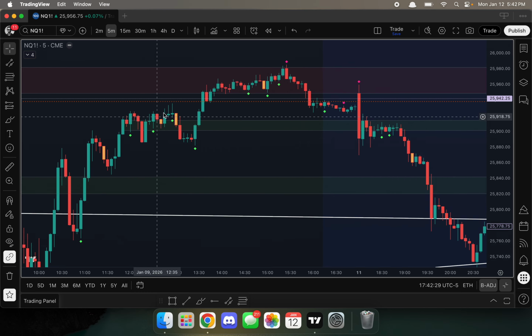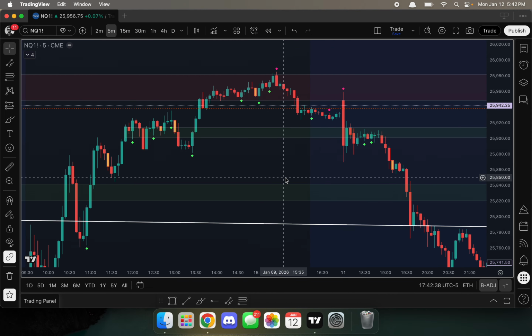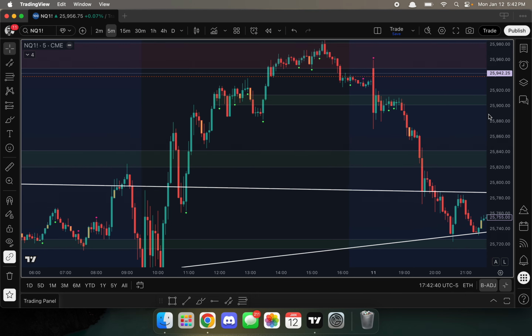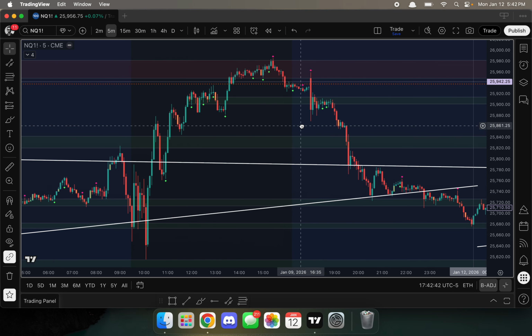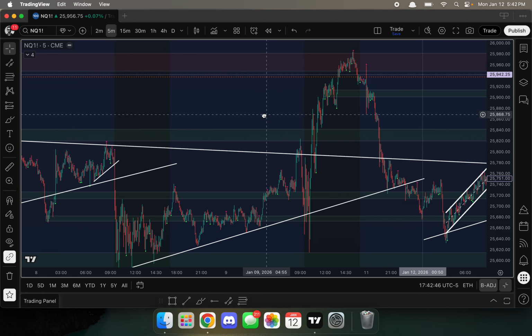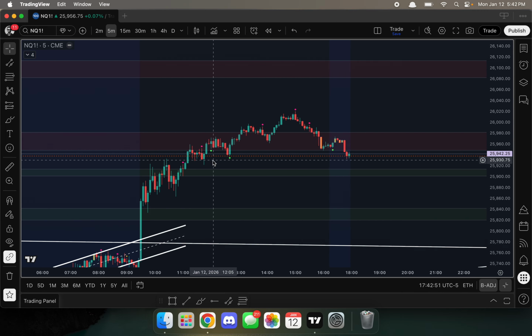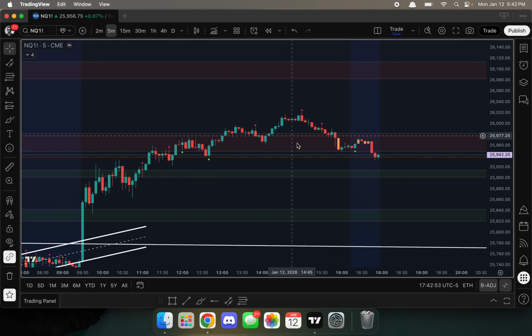So again, we really had this area up here that was supply. And I had this as an area of resistance, and sure enough, that was resistance. And you're going to see this a lot in the market as well. So these structures, right? Let me go ahead and zoom out here. I'm sorry, looking at the wrong one, but either way, it was the same thing, right? So we actually broke above this zone.